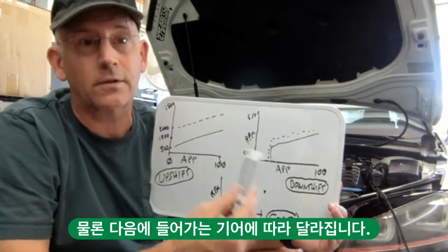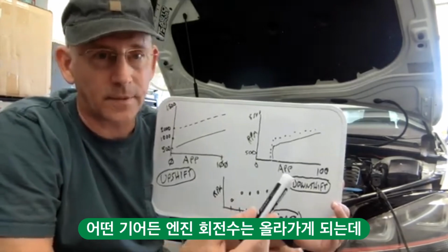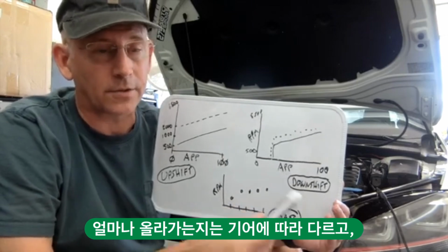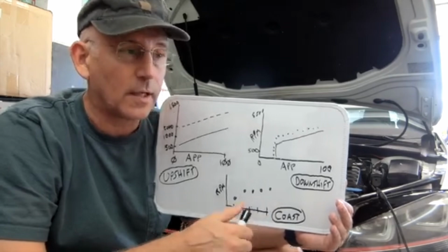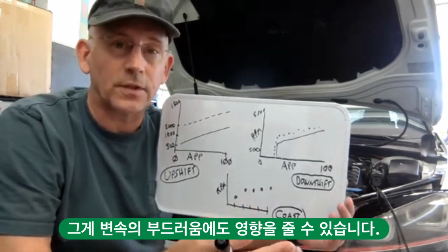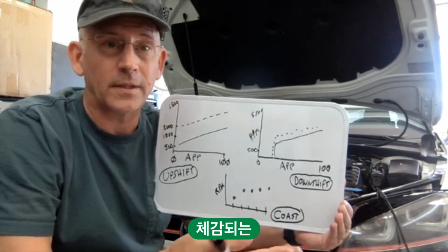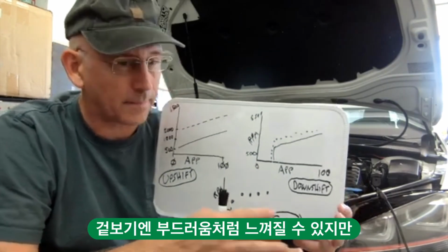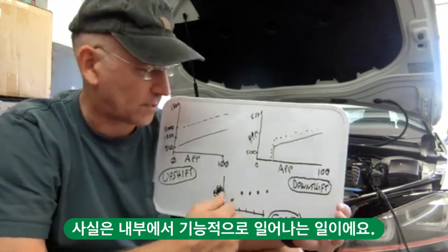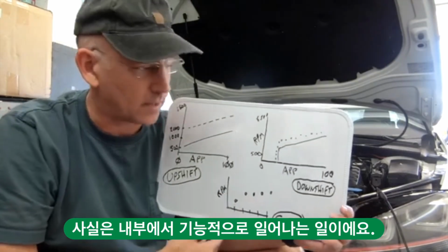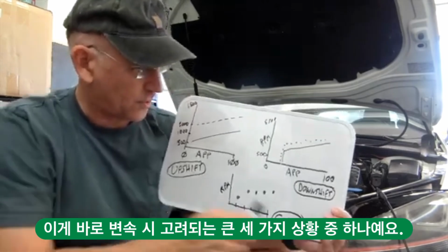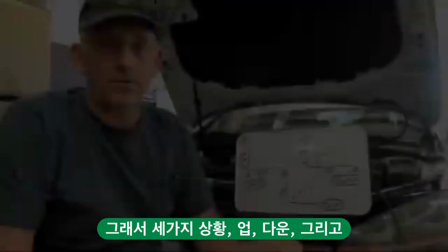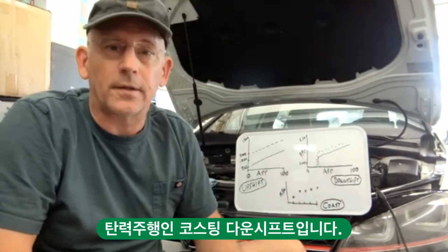Of course, depending on which gear you're going into, the engine speed's going to go up, but how much it goes up depends on which gear. And that can affect how smooth it feels, depending on how much the engine speed goes up, and you're going to get that engine braking effect. So that's something that might be perceived as smoothness, but that's functionally what's going on behind the scenes. So those are the three situations for shifting: the upshift, the downshift, and the coasting downshift.